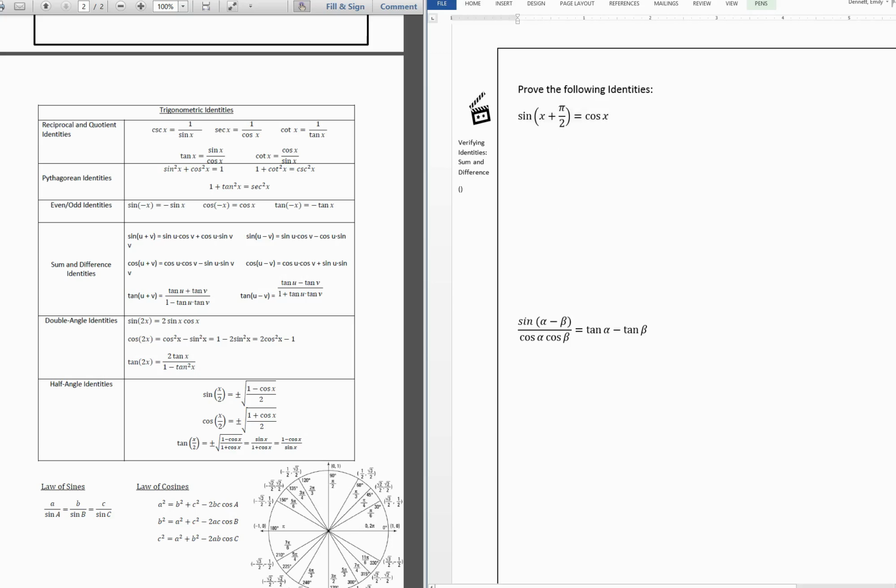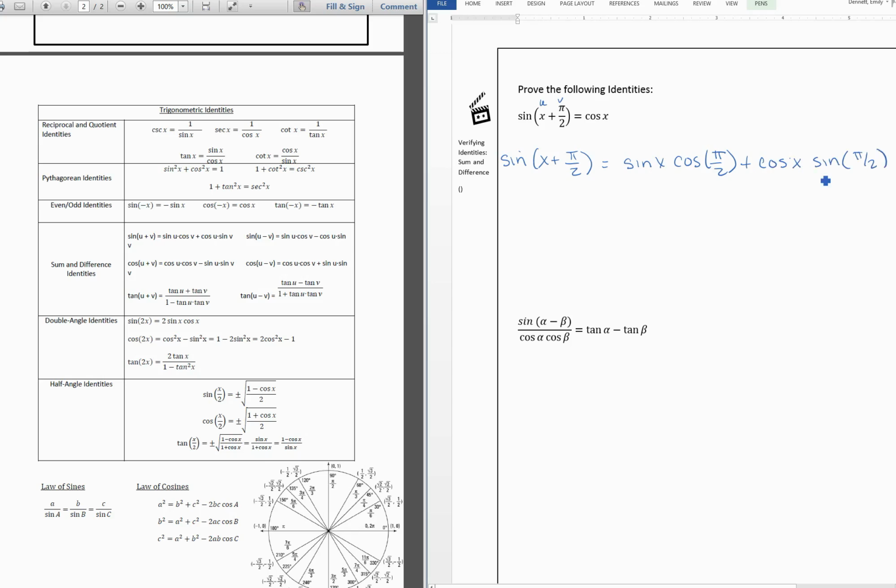Okay, so we're going to think of this like u and v. We're going to start with sine of x plus pi over 2, and we're going to use the sum formula, which is on your formula sheet, to write this as sine of x cosine of pi over 2 plus cosine of x sine of pi over 2.